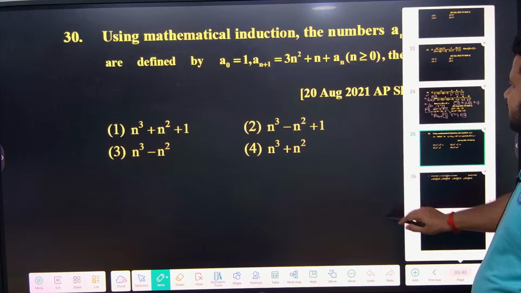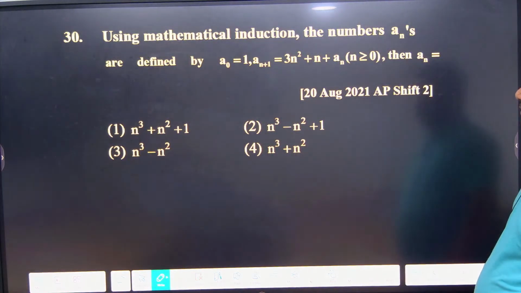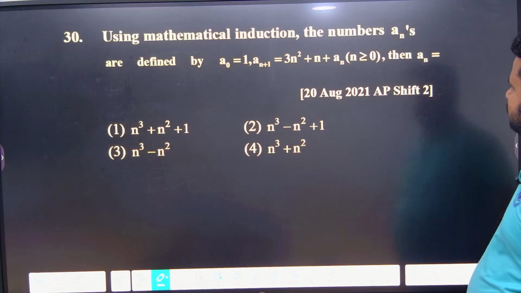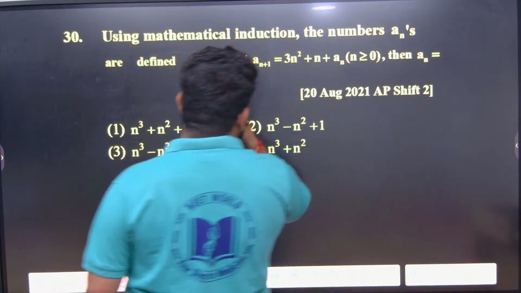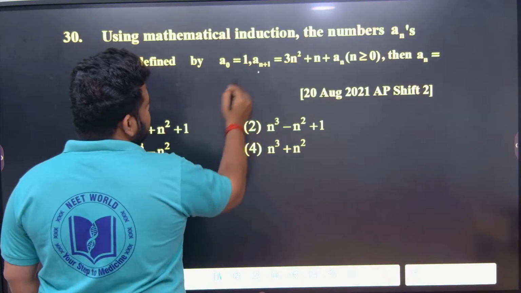So, using mathematical induction, a naught is equal to 1, a n plus 1. Okay, 2021 AP they have asked this question. a n plus 1 is equal to 3n square plus n plus a plus a n, where n is greater than or equal to 0, then a n is equal to what? So, put the n value as what? a naught is equal to 1 is given. So, put n is equal to 0 here. So, you will get what?